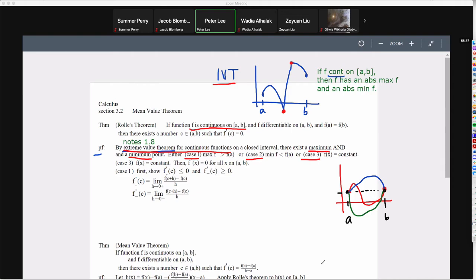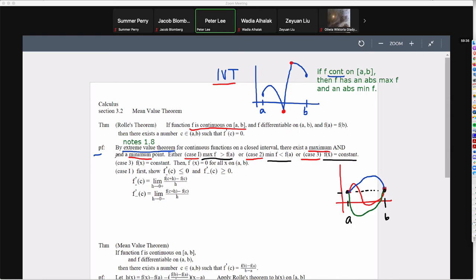Now, if you look at the blue curve, is it case 1 or case 2 or case 3? Which one is it? Let me erase this part here so that we can see things better. If you have a function which satisfies those 3 conditions under Rolle's Theorem, then it will satisfy at least one of the cases. So we have 3 cases here. Case 1 says max f is bigger than f of a, case 2 says min f is less than f of a, and the third case is f of x is constant.